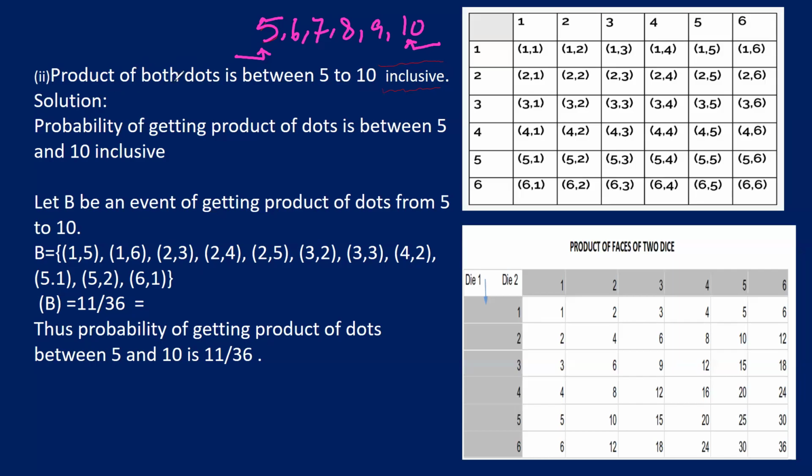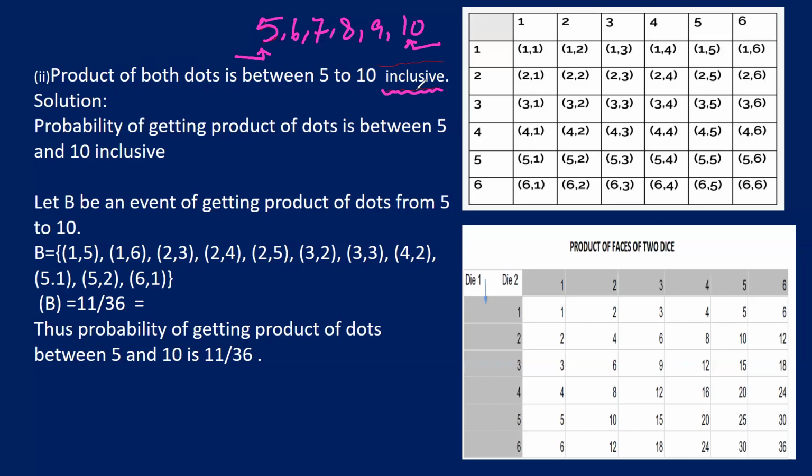product of both dots is between 5 to 10 inclusive. So the one word I have added myself. I hope that this will give you the difference. If we want to find the number between 5 to 10, then 5 and 10 cannot be included. So the word inclusive should be there.